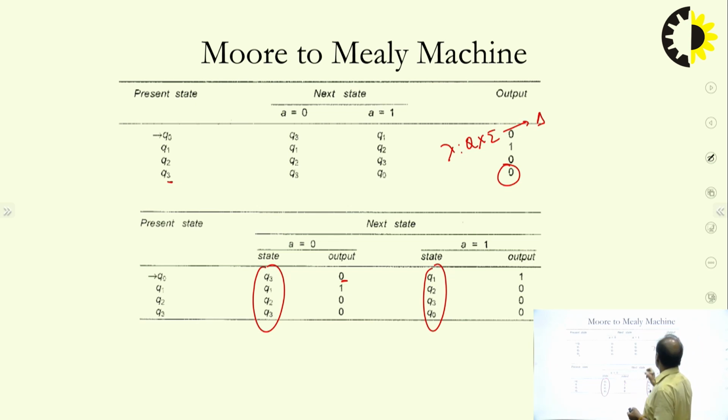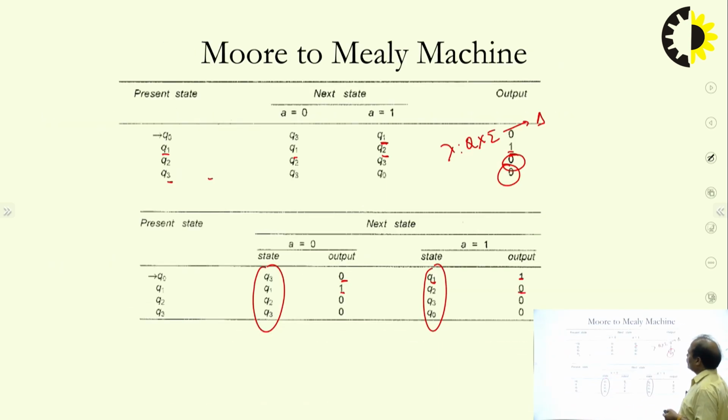And here Q0 on 1 is Q1. So what is the output of Q1? Output of Q1 is 1. So that is why it is treated as 1. Same thing over here, Q1 on 0 is Q1, but the output of Q1 is 1, so you write 1 here. Q1 on 1 is Q2, the output of Q2 is 0, so I'll write 0 here. In this way, Moore will be converted into Mealy. So there is an equivalent conversion.